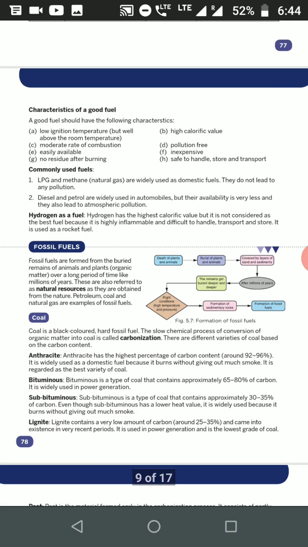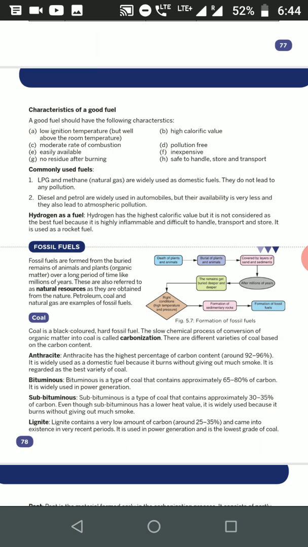Next, fossil fuels. The fossil fuels are formed from the buried remains of animals and plants over a long period of time, like millions of years. These are also referred to as natural resources. They are obtained from nature. Petrol, coal, and natural gas are examples of fossil fuels.